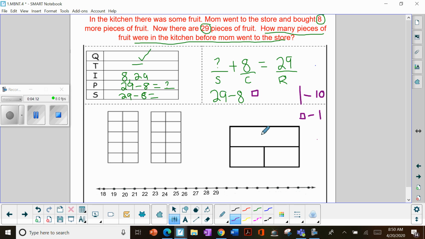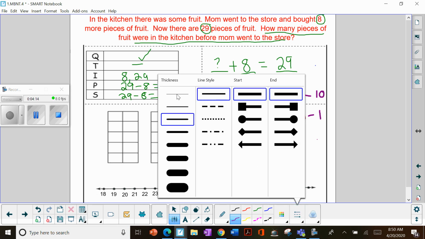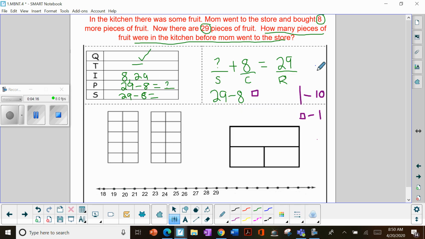1, let's make this line smaller. 2, 3, 4, 5, 6, 7, and 8. Okay, so that's the 8 that Mom bought at the store.